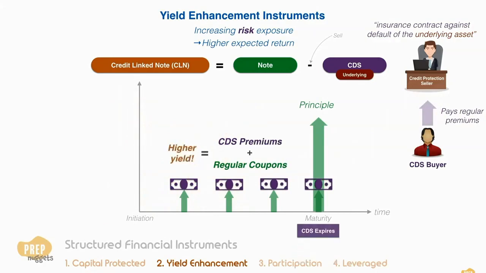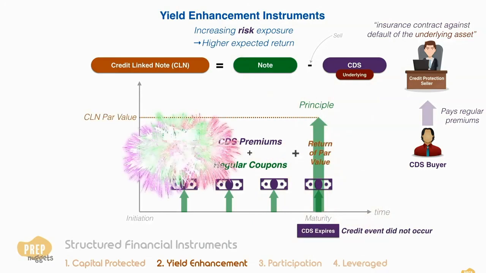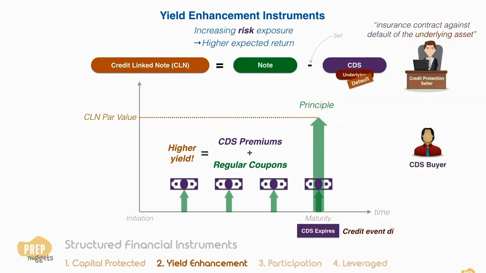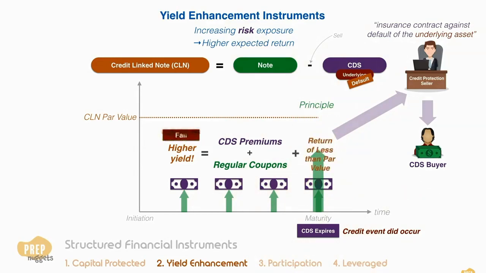At the expiration of the CDS, if the credit event did not occur, the issuer can redeem the CLN at par value. The issuer has successfully increased the yield of the note through selling the CDS. However, if by expiration the underlying asset did default, the credit event has occurred. The issuer, being the credit protection seller, will draw from the principal that is supposed to be returned to the CLN holders to pay to the CDS buyer. In such a case, the CLN holder may not receive the full par value back at maturity, and the attempt to increase the yield has failed.